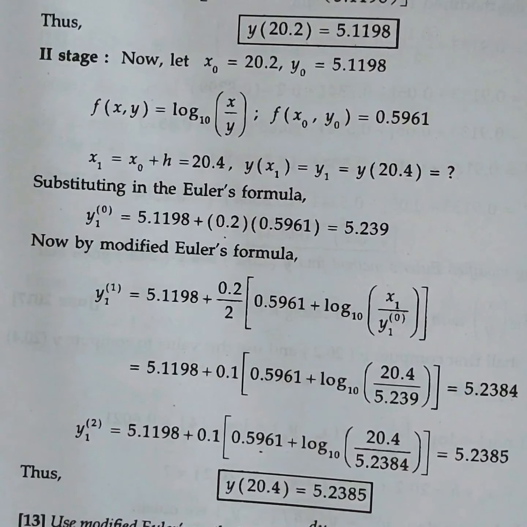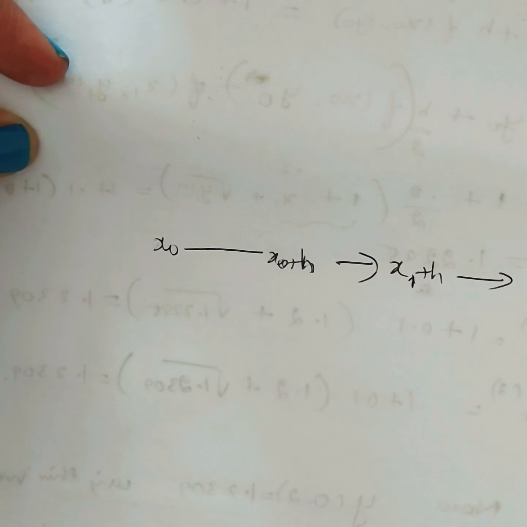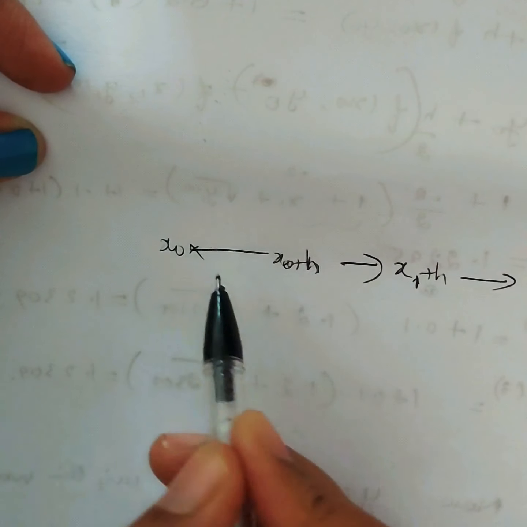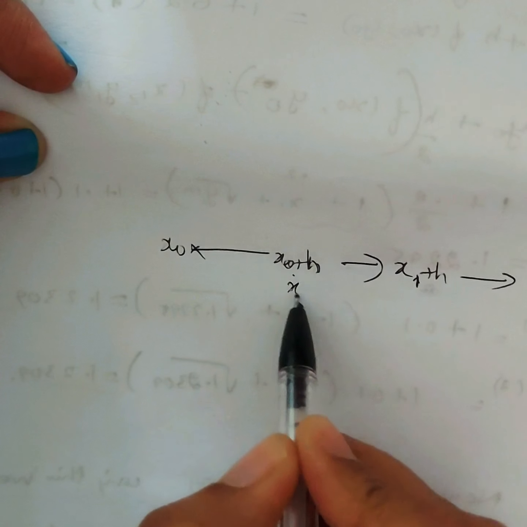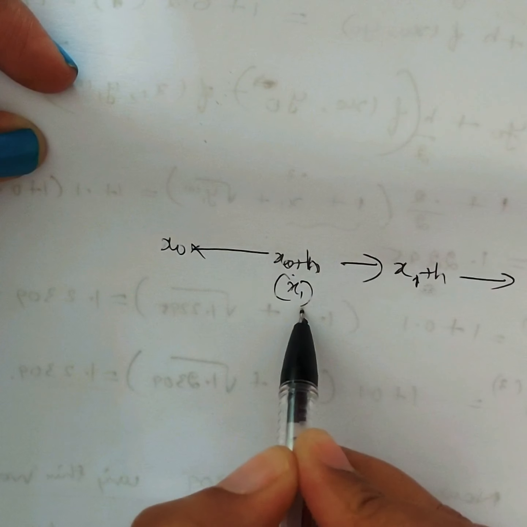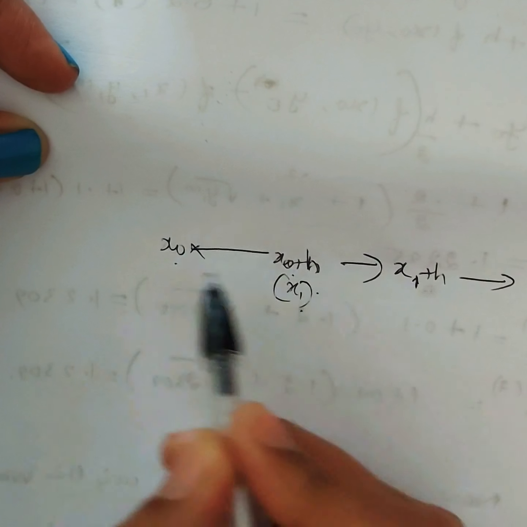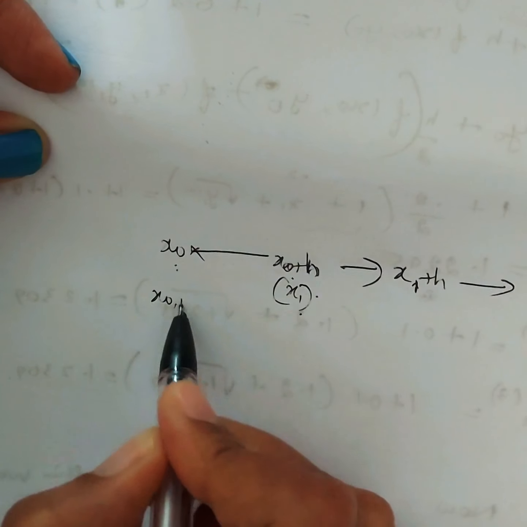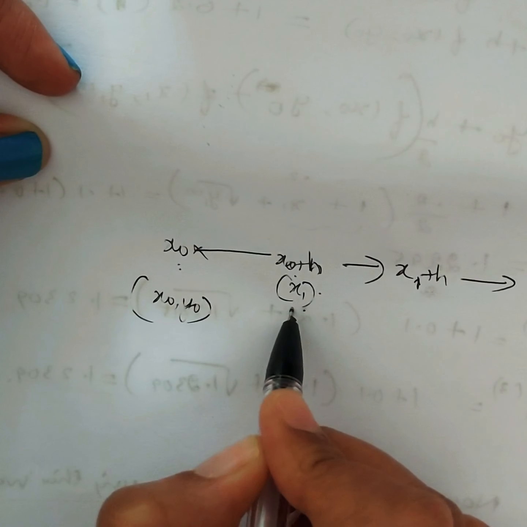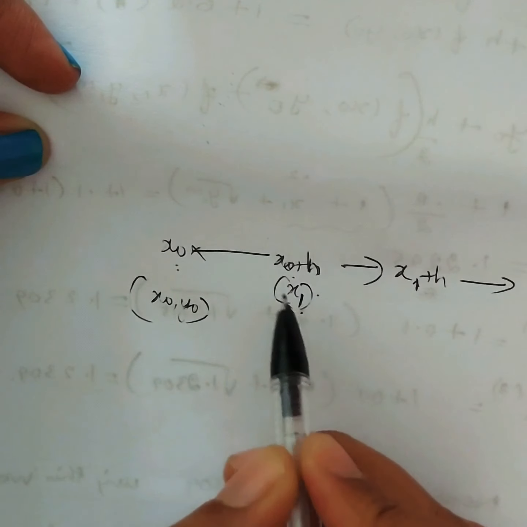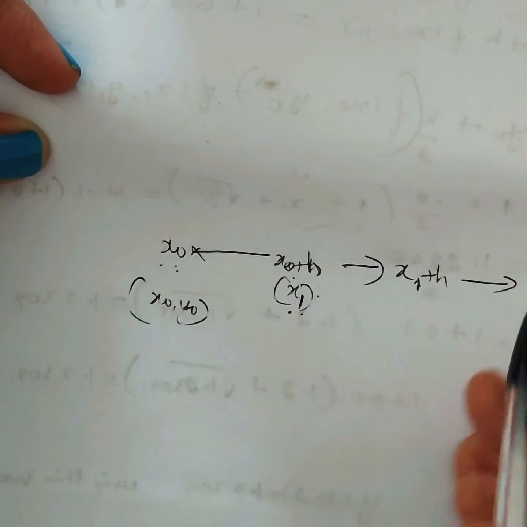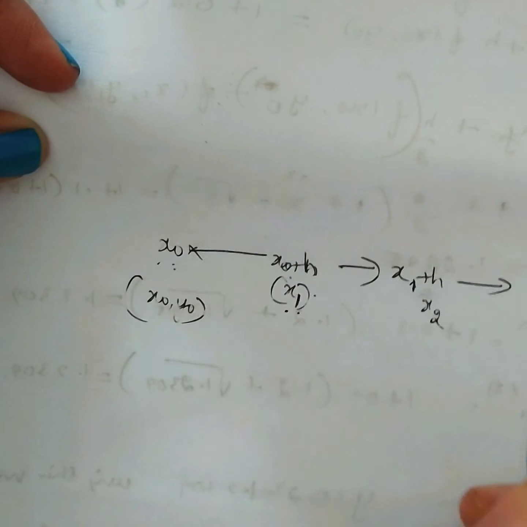So if you imagine this, it's something like this. We are going to find the function value at x0 plus h, which is nothing but x1. x1 and x0 plus h are the same. So till this stage I am using x0 and y0 as my initial value and I am finding this. Once I reach this stage, I don't want my old answer. To find x2, x1 plus h is nothing but x2.